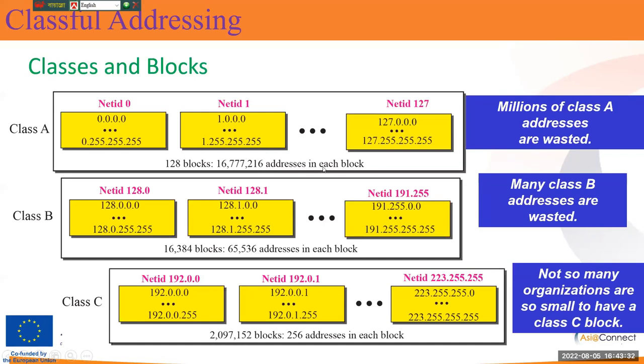So if you want to give network access, you need to take a class. If you use class A and take one block, then you can connect 2 to the power 24 hosts. So it's a large number of hosts. Okay. And in that case, millions of class A addresses are wasted.